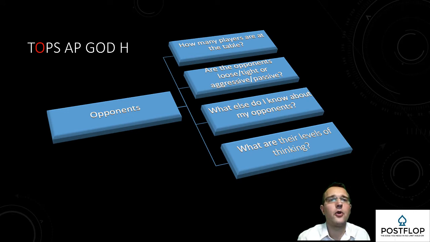O is for opponents, and if you're playing in a cash game, this may be your starting point. Before any cards are dealt, you want to be gathering as much information on your opponents as possible. Here, I have 4 questions listed to help you extract that information. You may have other questions, I certainly do, but these 4 are a good starting point and start us thinking the right way about our opponents.